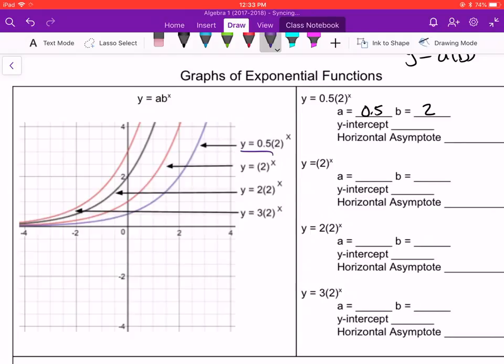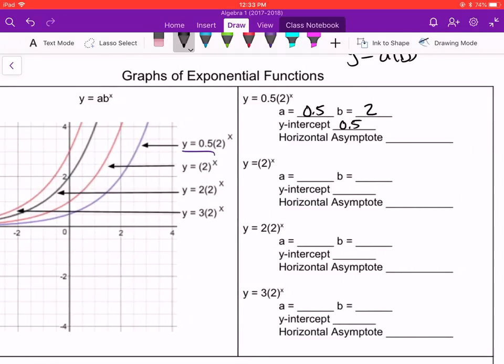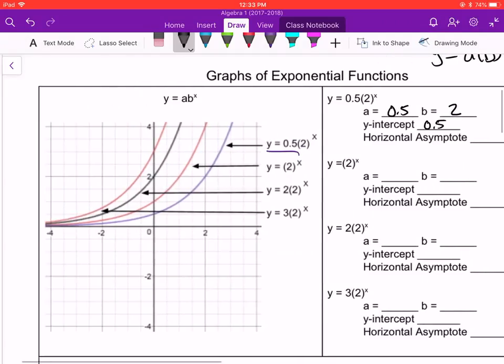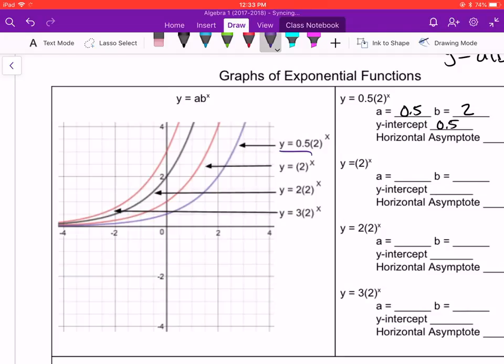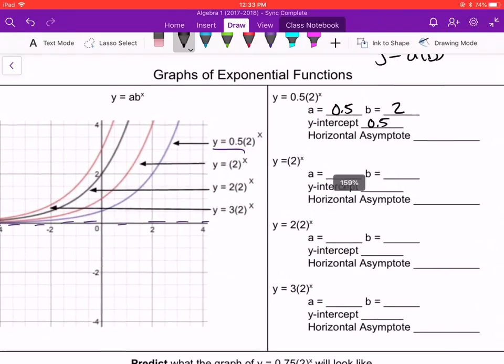Notice that y is 0.5 times 2 to the x, so the y-intercept is always when x is 0. But if x is 0, that means the 2 would be to the power of 0, which is 1. So your first number, your initial value, is always your y-intercept. It's what you start with. It'd be 0.5. All of these graphs do have a horizontal asymptote. Notice even in the picture that all three graphs have an imaginary line that they don't cross, at 0. These graphs don't cross 0, so your horizontal asymptote is always y equals 0.